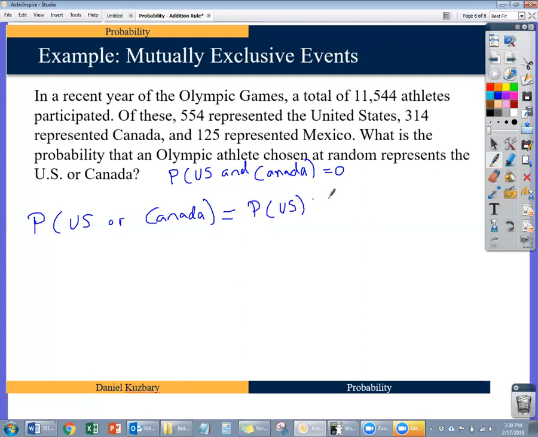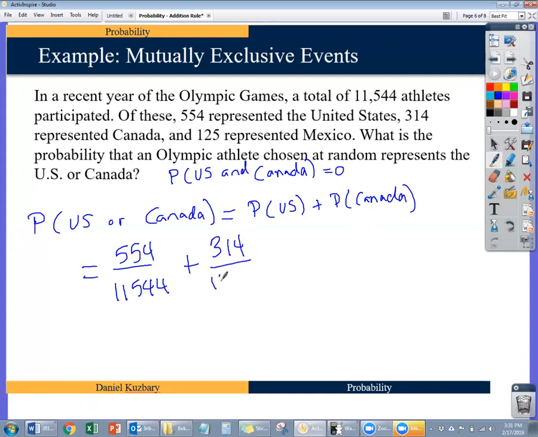We're just going to find the probability that they're representing the US plus the probability that they're representing Canada. And there's no "and" part to subtract this time. So the probability that they're representing the US is 554 over the total number. The probability they're representing Canada is 314 over the total number. I'm going to do that adding real quick. So you see, this is a much simpler rule to work with. We don't have any sort of technicalities because we determined ahead of time that the events were mutually exclusive.